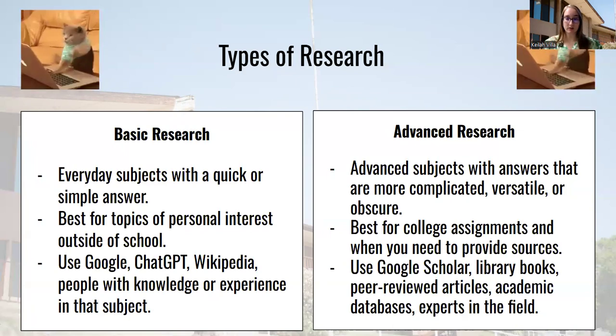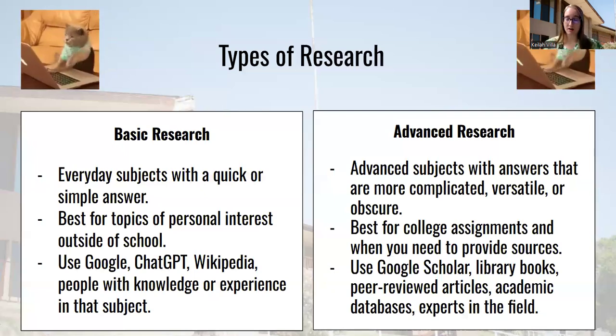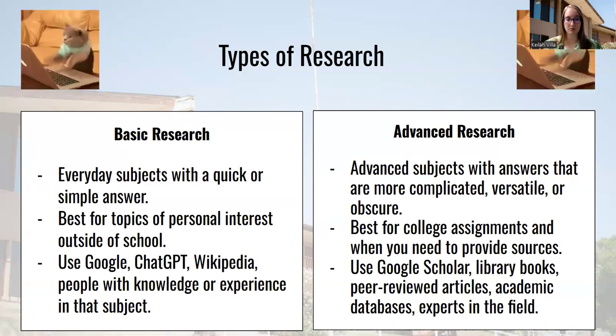Now, this is best for college assignments and when you need to provide your sources. For advanced research, we recommend that you use Google Scholar, library books, peer-reviewed articles, academic databases, and experts in the field, such as your professor.